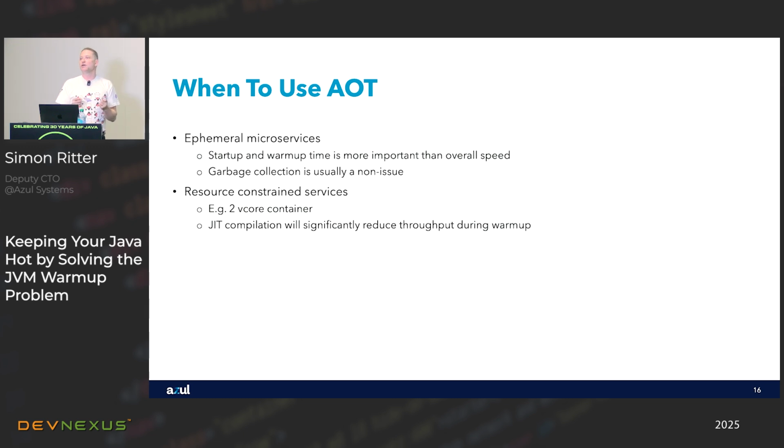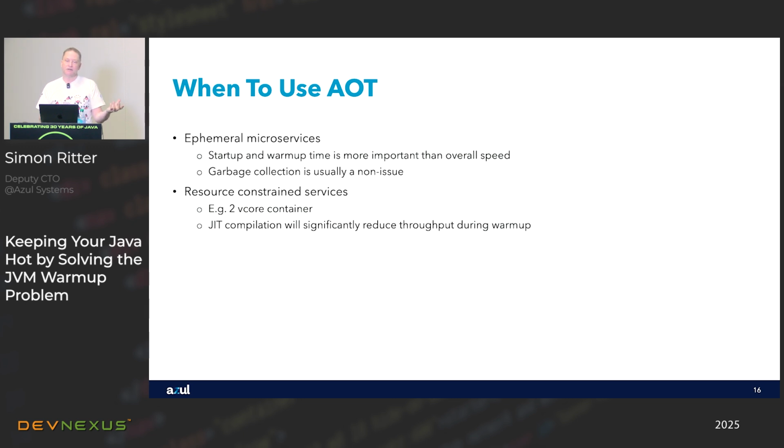There are definitely situations where you would use AOT. If you're using ephemeral microservices, things like what they call serverless computing, AWS Lambdas, very short-lived pieces of code that you just want to execute and then throw away, AOT makes perfect sense for that type of application. So what you do is you compile your code and then you run it as a simple service and everything works really well. It also works well if you're in a resource-constrained environment.